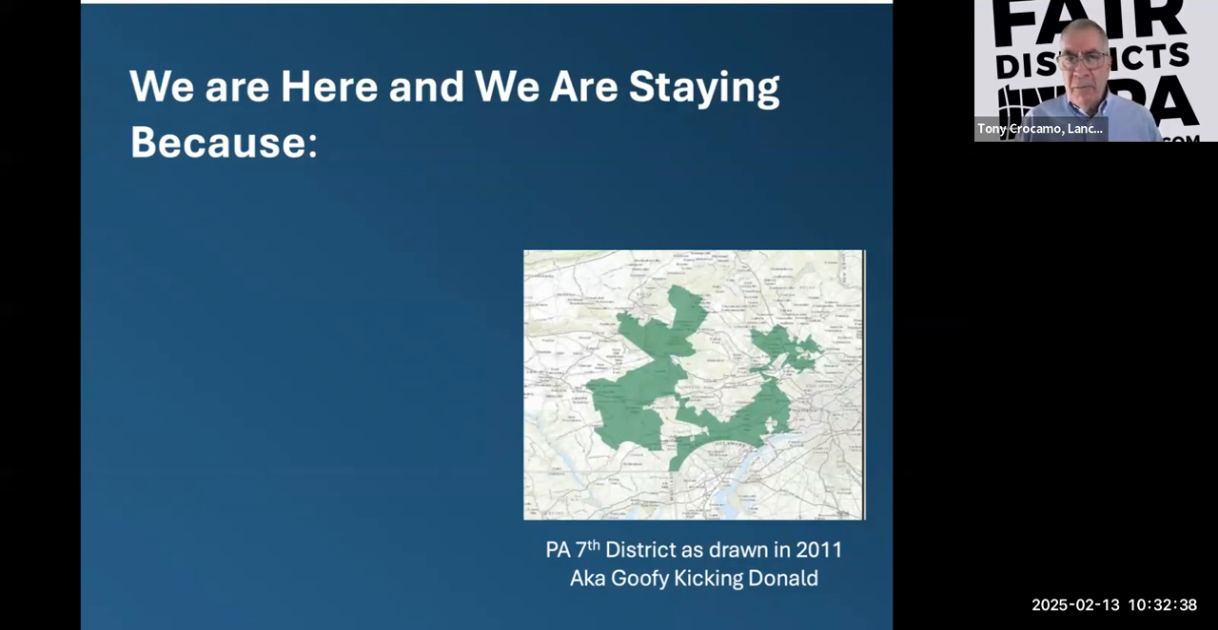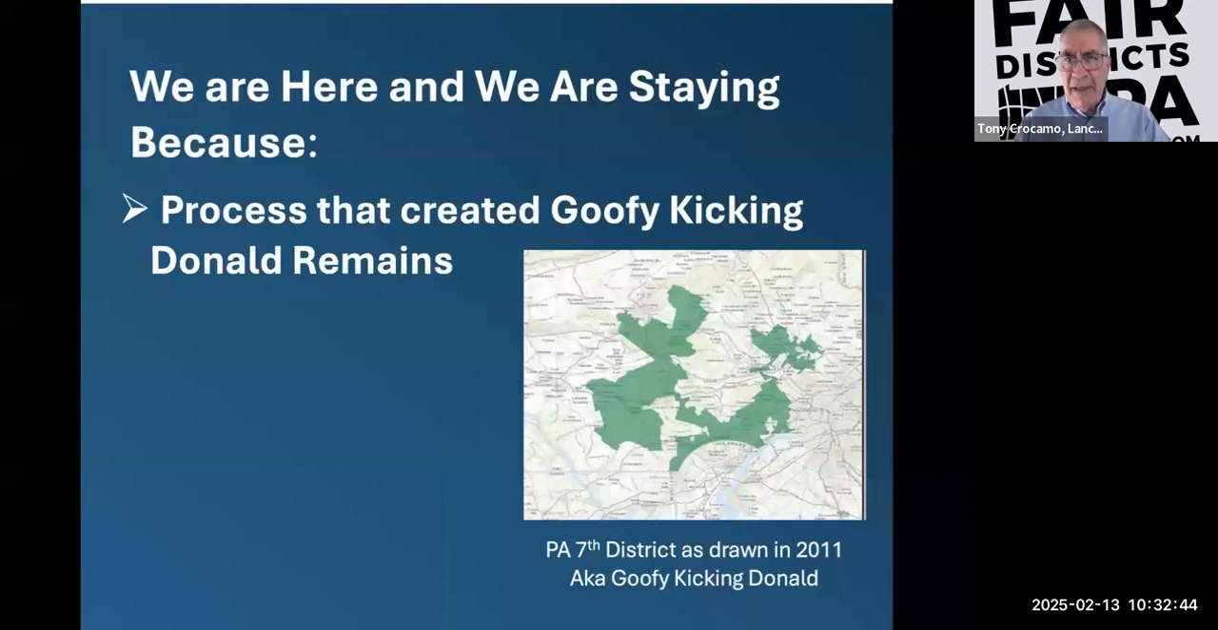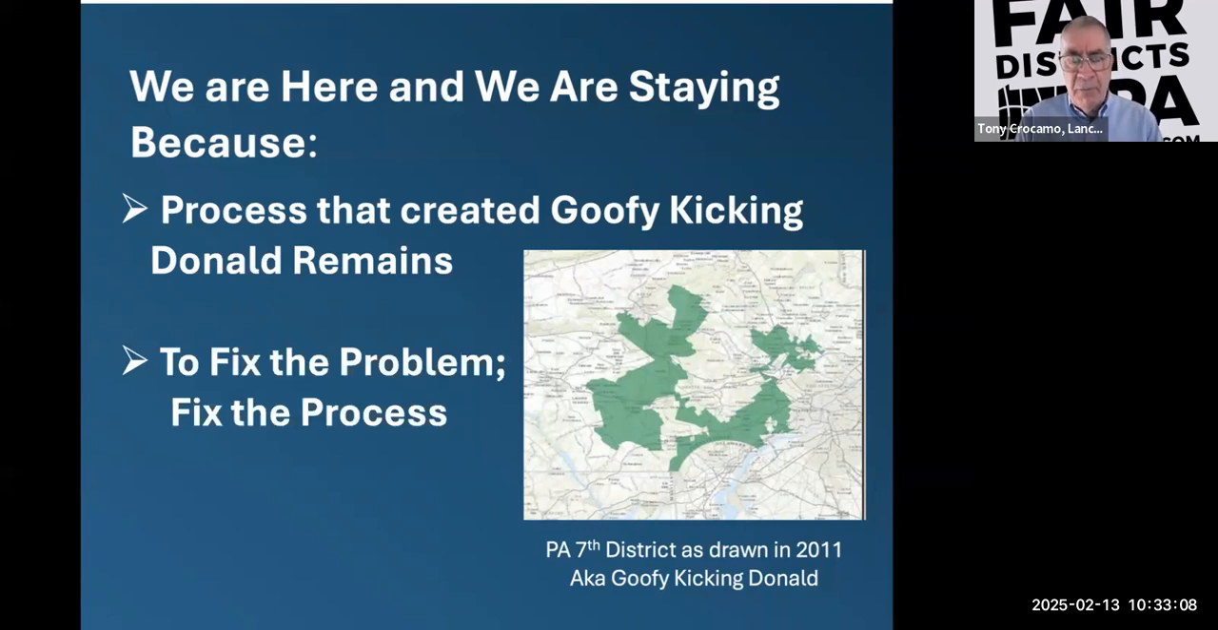Well, we're bothering you because the process that created Goofy Kicking Donald, this was the poster child for gerrymandered congressional districts from the 2011 redistricting cycle. These were among the maps that the Pennsylvania Supreme Court decided were unconstitutional. The process that created that map remains. The process hasn't changed. To fix the problem and avoid this kind of map in the future, we have to fix the process. And the fix is an independent redistricting commission.